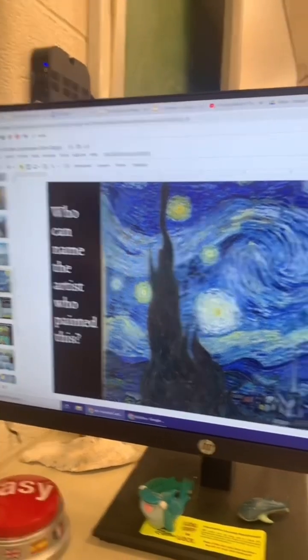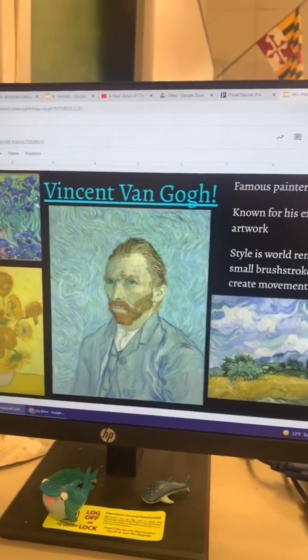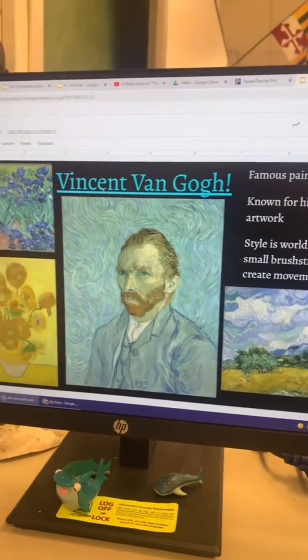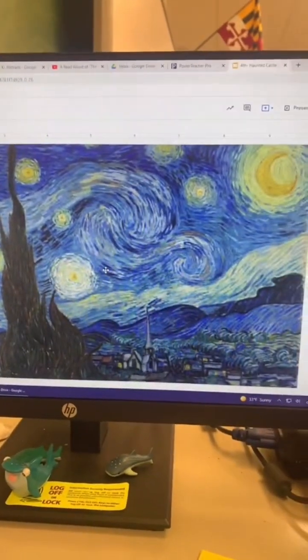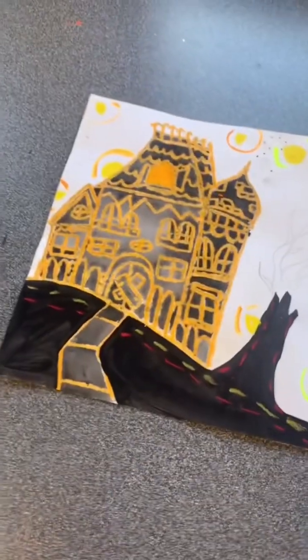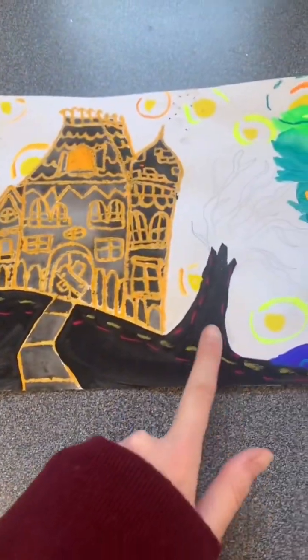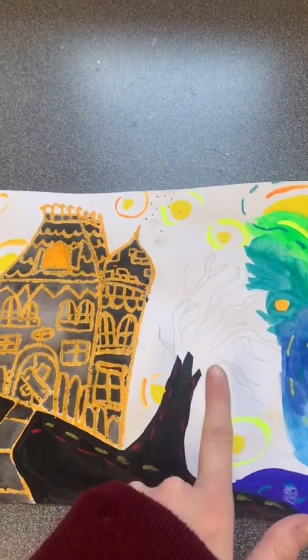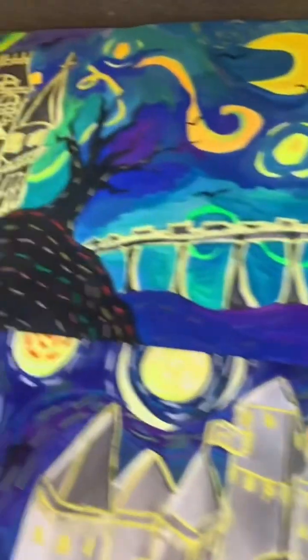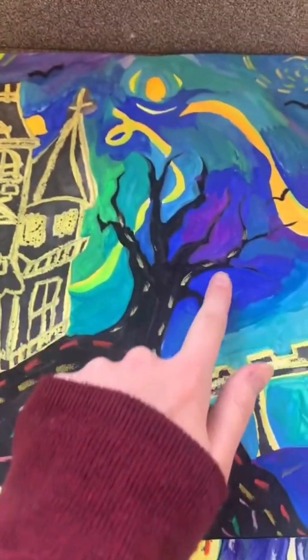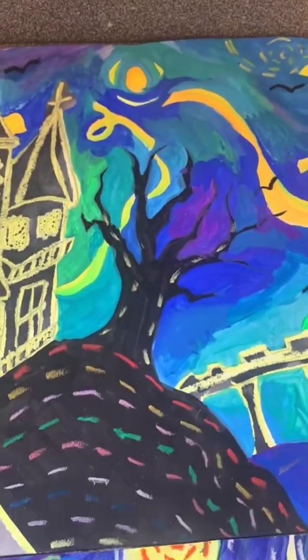The next day we start talking about Van Gogh. There's also a really great Discovery Ed video about specifically Starry Night that we watch. First, the students go over anything in that foreground area with black tempera, liquid tempera this time. And if they have like a tree or anything like that, it does get painted black like a silhouette.